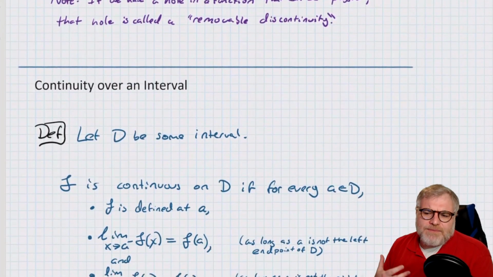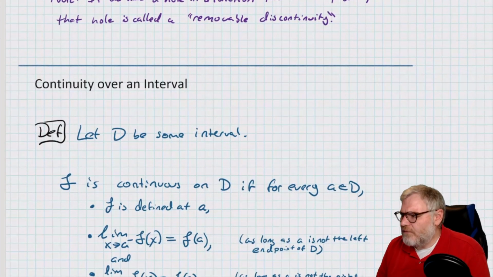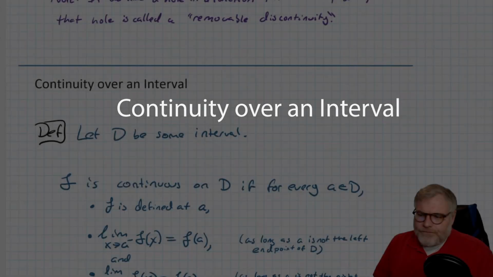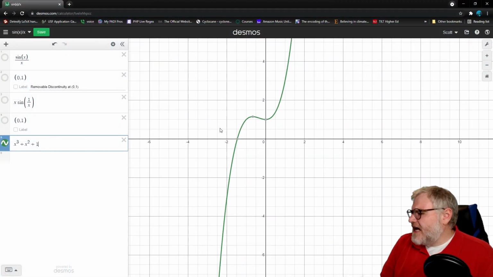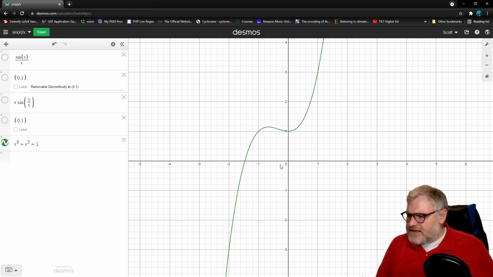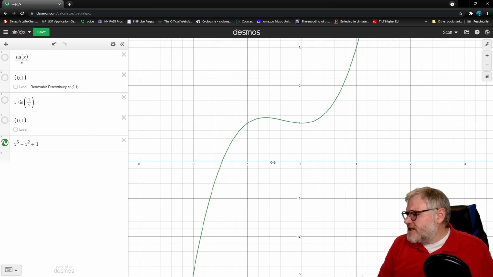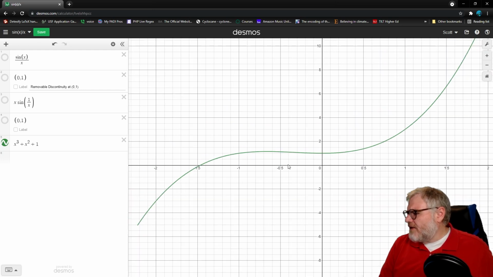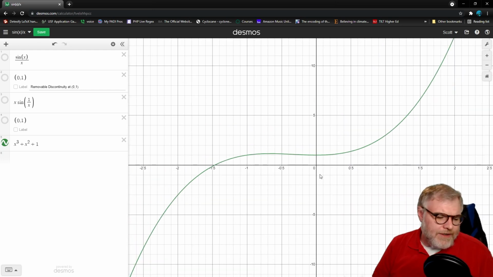Let's talk about what it means to be continuous over some interval, right? So I've got this idea that I want to say something about the polynomial x squared. I want to say that this function is continuous everywhere, right? It's a nice little polynomial. So what does that mean? What does it mean to be continuous over an interval? Because I want to say something about functions that look pretty like this, okay?